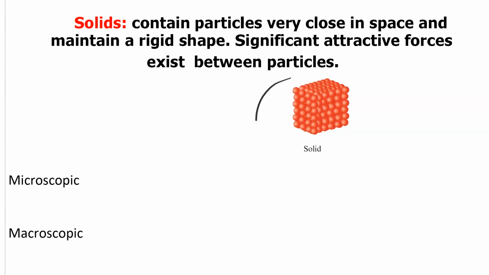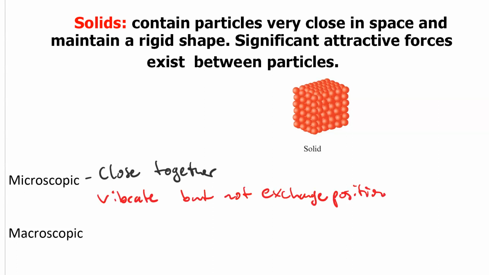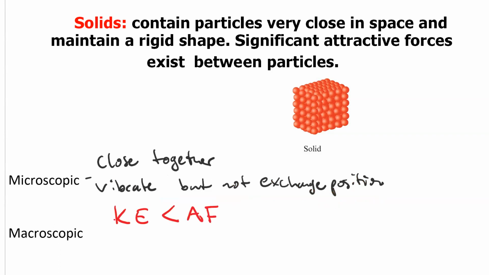So here we've got our solid, and notice it's very rigid. The particles are close together. They can vibrate, but not exchange position. And the hotter it is, the faster they'll vibrate. But solids exist at a temperature that's low enough that the kinetic energy of the particles is lower than the attractive force, as opposed to gases where the kinetic energy of the particles is greater than the attractive force.